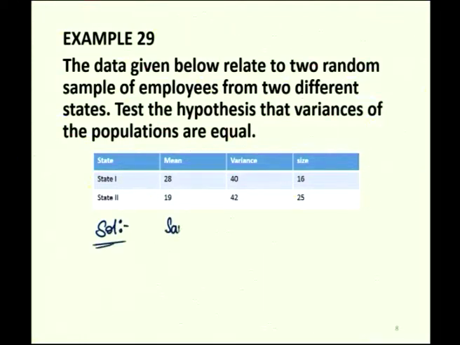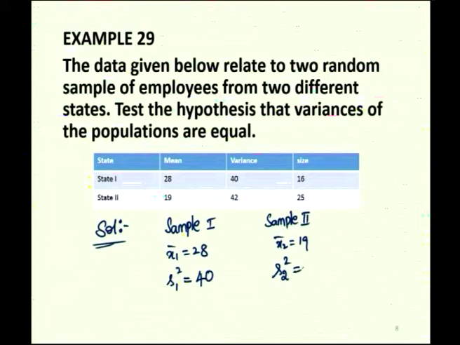Now, taking sample 1 as state 1 values, x1 bar is 28 and sample 2 as state 2 values, x2 bar is equal to 19. And the variance for sample 1 is S1 square. S1 stands for sample standard deviation, whereas S1 square will be sample variance. So, S1 square is equal to 40 and S2 square is 42. Size N1 is equal to 16 and N2 is equal to 25. With this, we proceed to find out the F value after discussing the usual procedure of testing of significance.